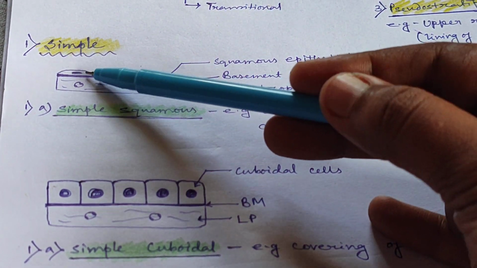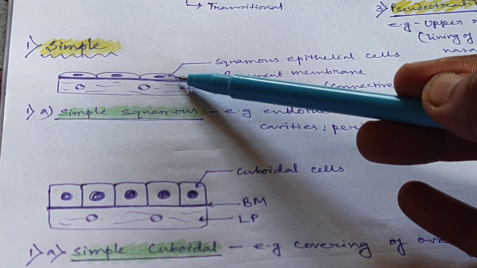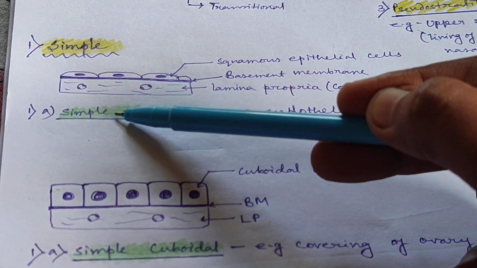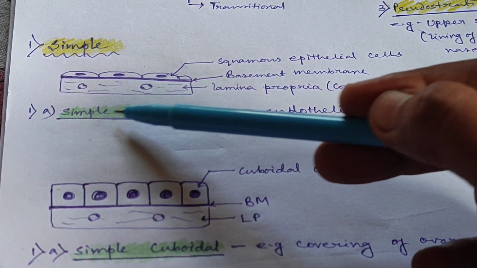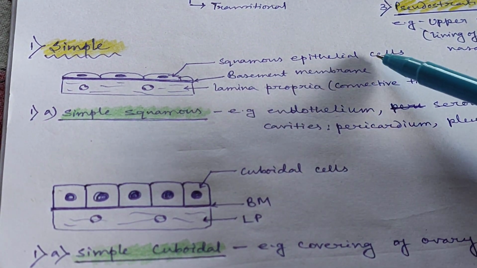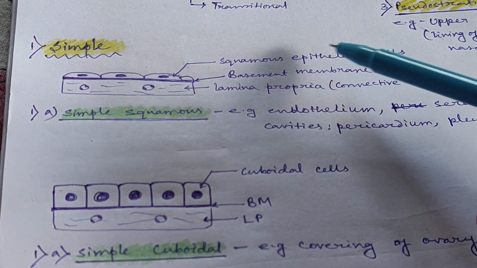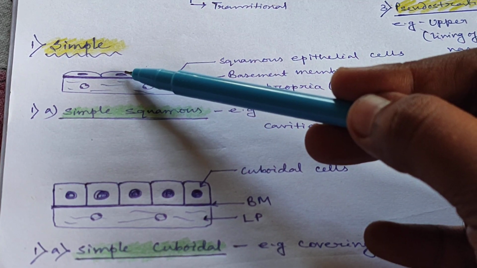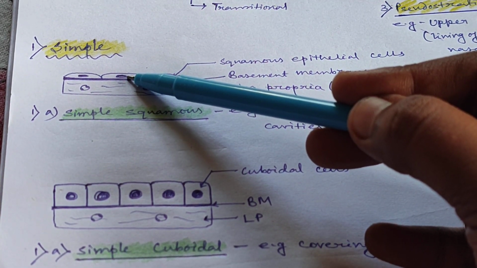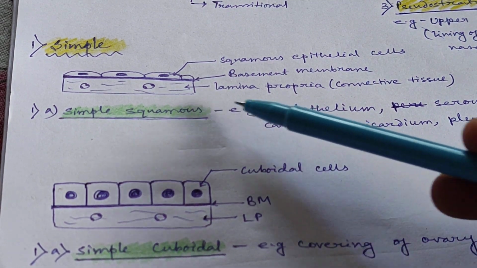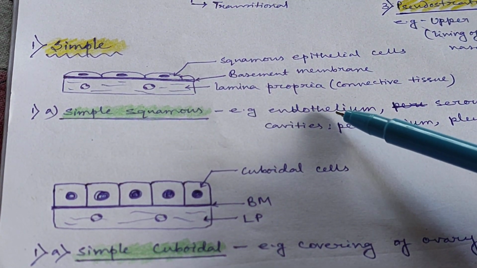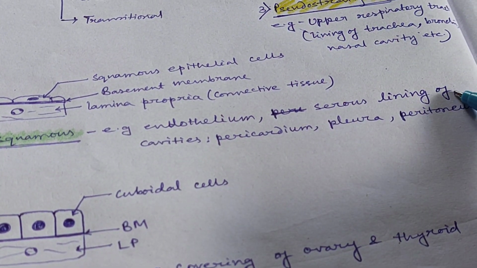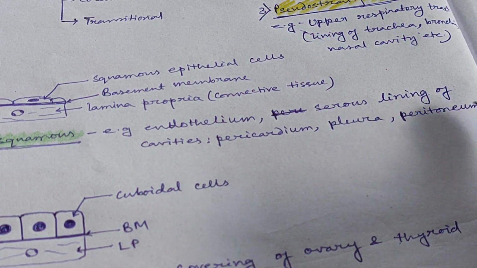Okay, on the basement membrane you can see only one layer of flattened cells. That is why we are calling it simple squamous. Whenever there are flattened cells, that is known as simple squamous epithelial tissue. See, squamous epithelial cells are present over the basement membrane. And one important thing to see here is that the nuclei of these epithelial cells are also flattened. Okay. So these simple squamous epithelial cells are mainly seen in endothelium, that means the lining of the blood vessels, then serous lining of various cavities like pericardium, pleura and peritoneum.